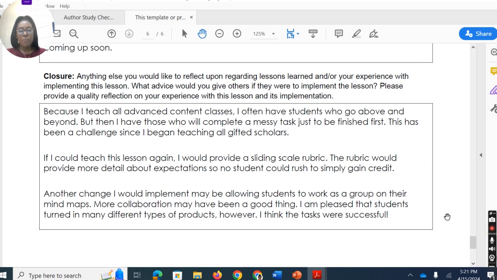So, I may also change this for next year and allow them to work on the final product as a group. So those are a couple of things that I might implement in the future to improve this particular lesson plan.